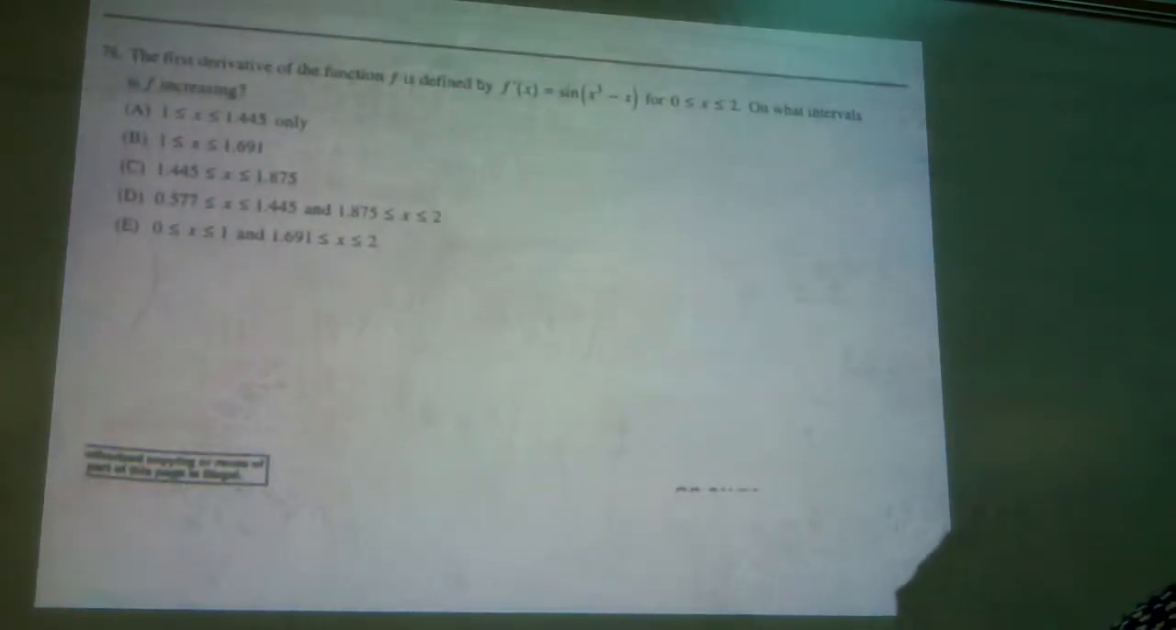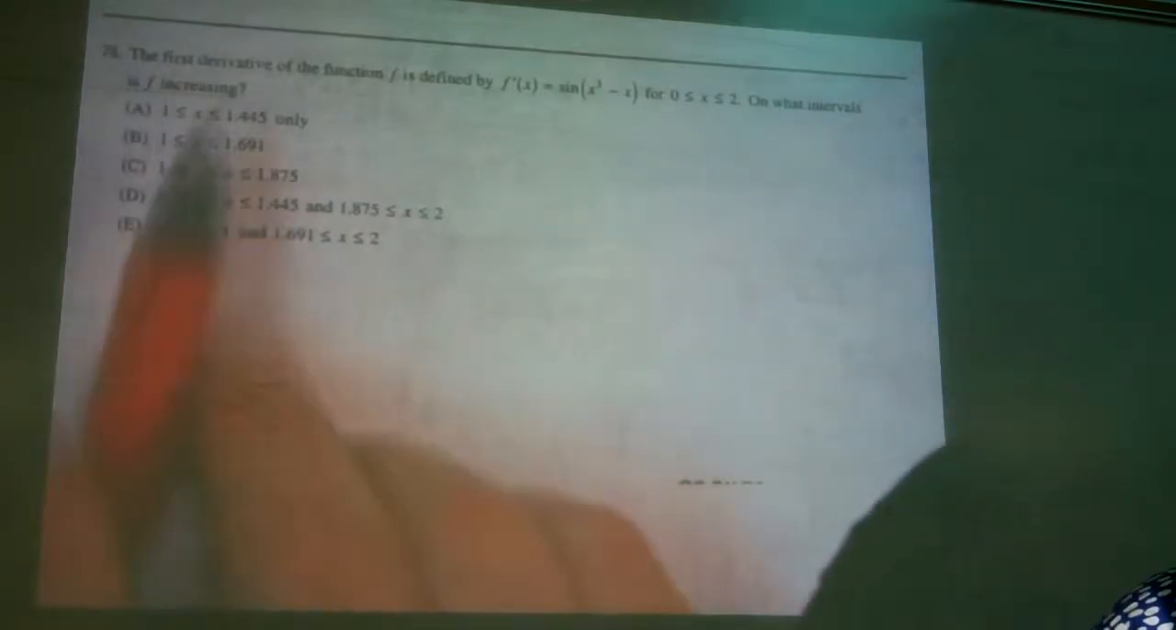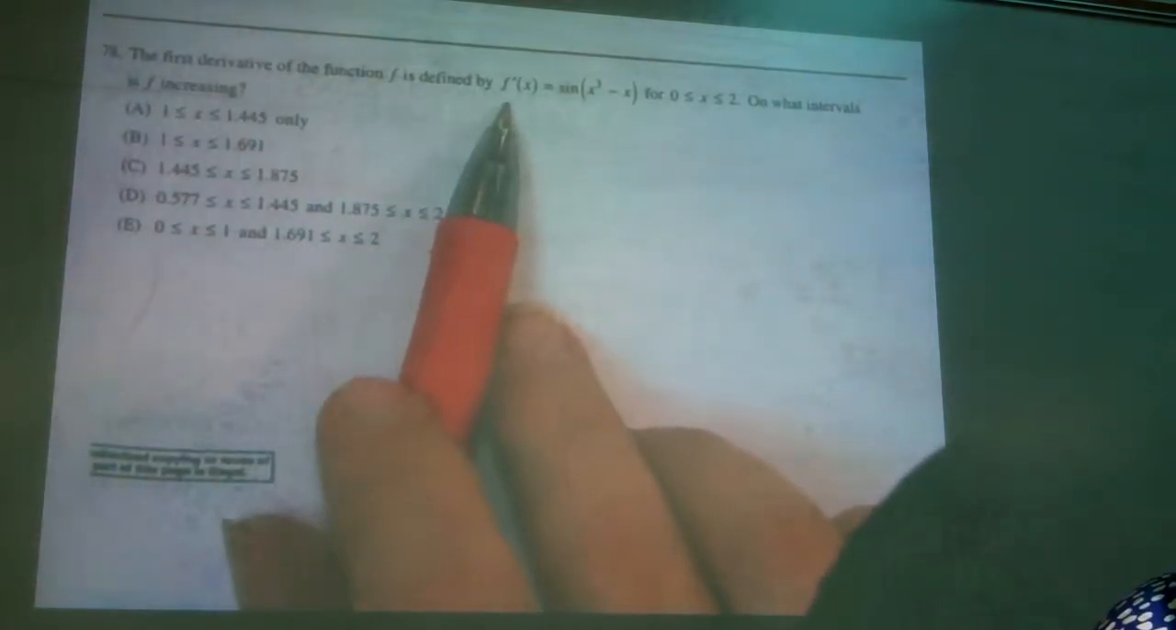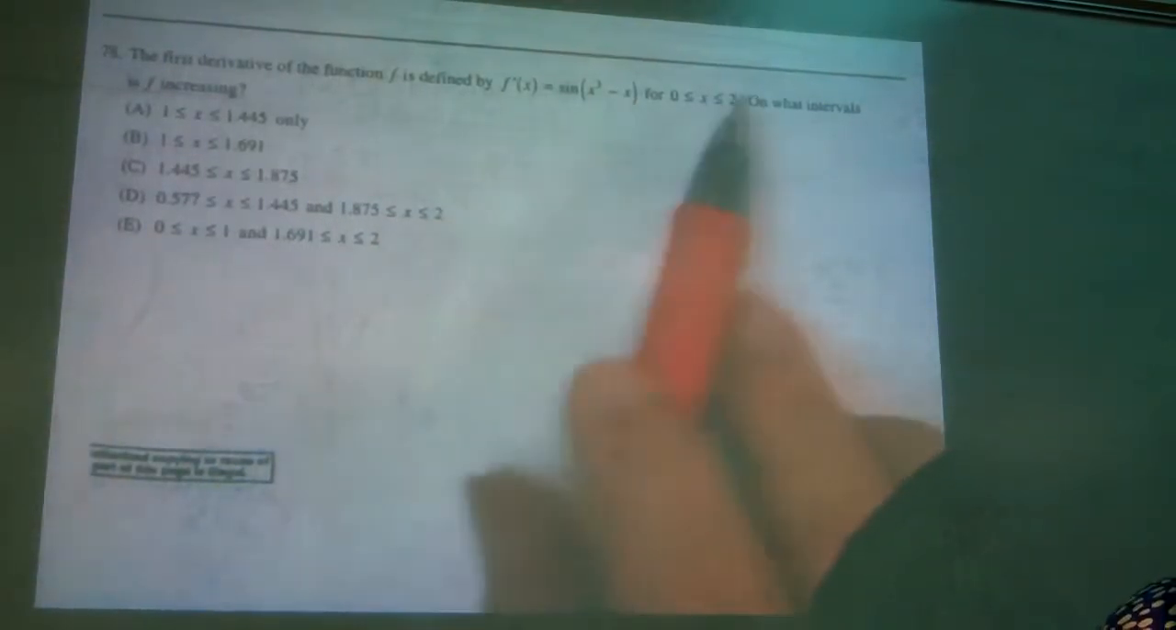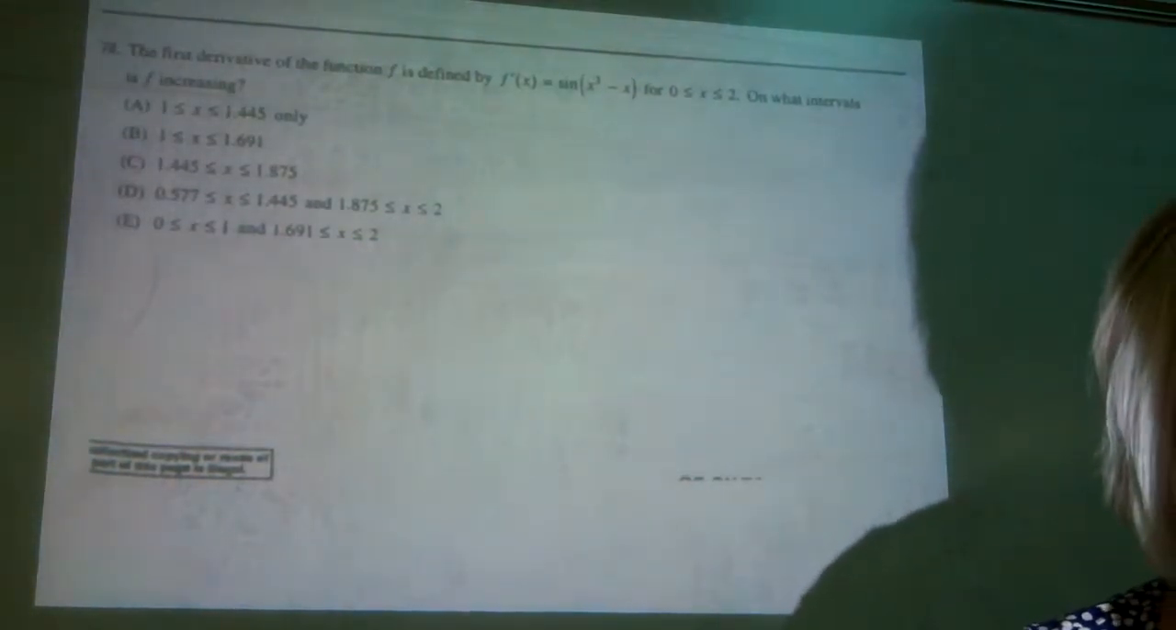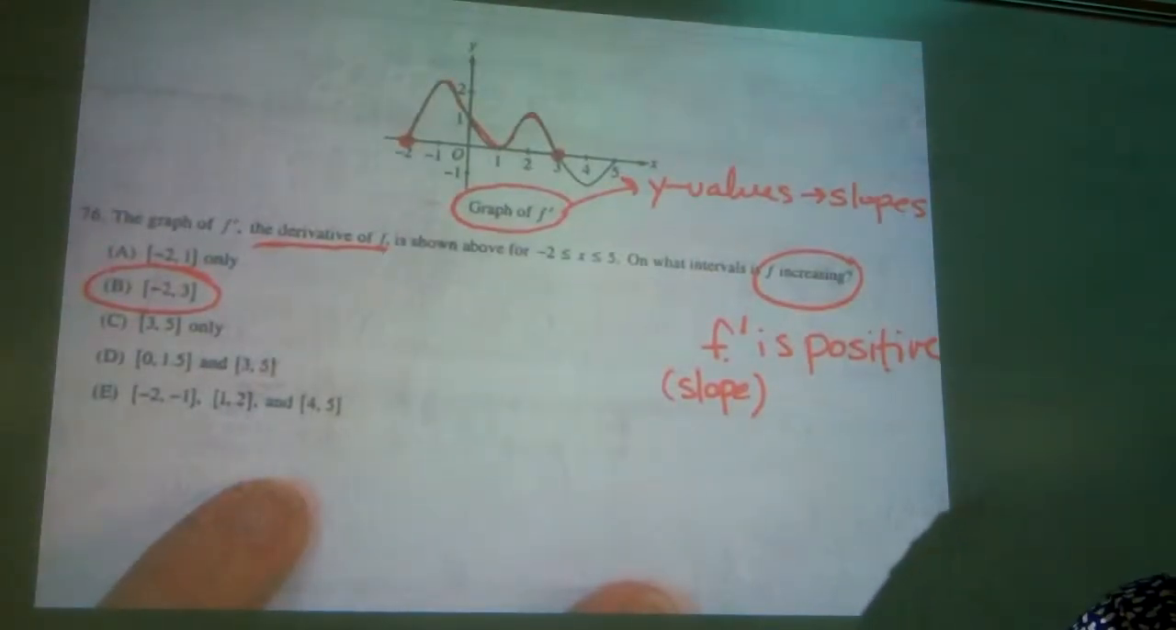Okay, so it says the first derivative of the function f is defined by this equation for 0 to 2. On what intervals is f increasing? This is actually the exact same problem as 76. But instead of giving you the graph, they gave you the equation for the graph. But other than that, what it's asking you is the same. So I'm going to work it the same way. I would graph this equation here. So I'm going to go into my calculator.